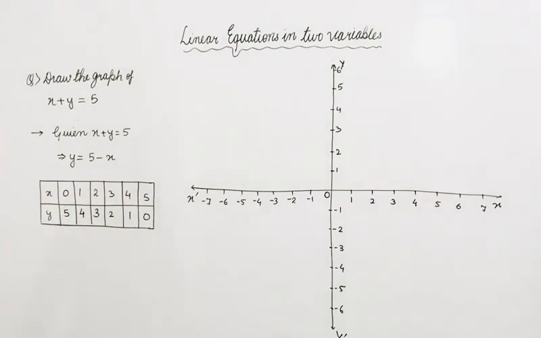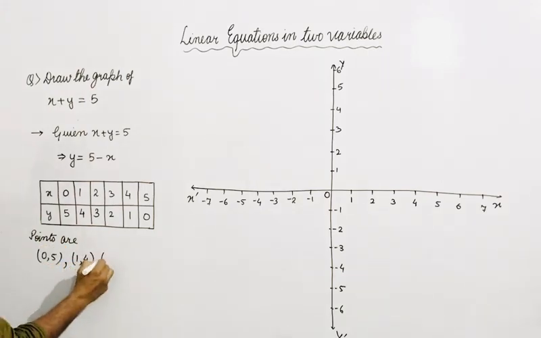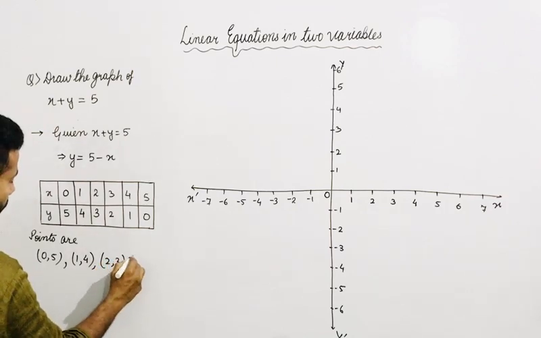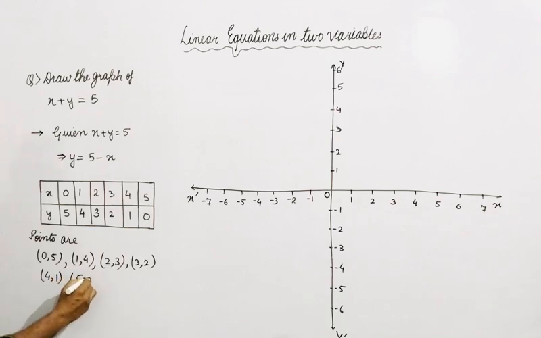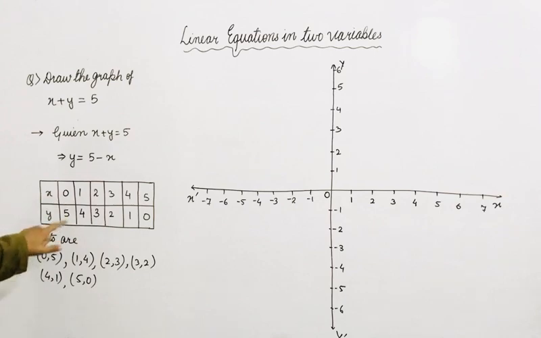What are the points? Points are (0, 5), (1, 4), (2, 3), (3, 2), (4, 1), (5, 0). Now just learn how we will locate these points. What is the value of x? 0. Value of y? 5.